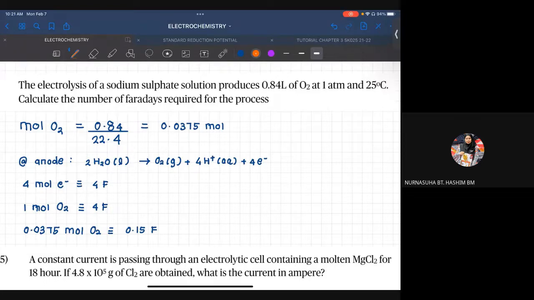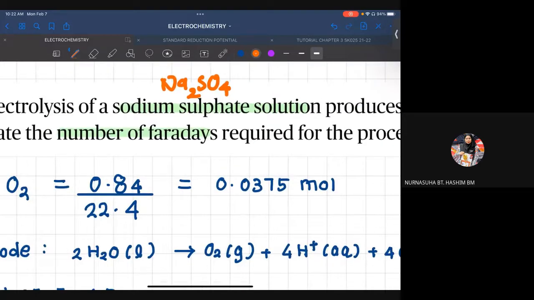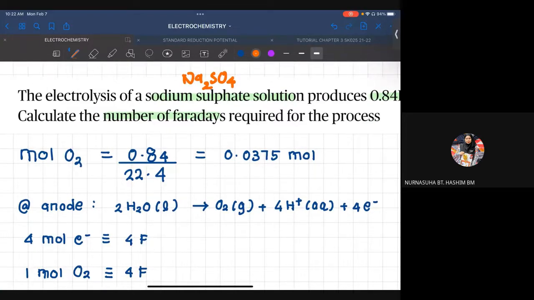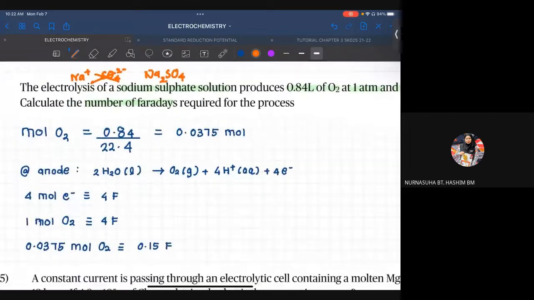Okay, so this one, the electrolysis of a sodium sulfate solution produces 0.84 liter of oxygen gas at 1 atm and 25 degrees Celsius. Calculate number of Faraday required for the process. Okay, so sodium sulfate, Na2SO4. So that's the compound lah. Okay, latih diri awak untuk tulis compound. Contohkan sodium ion dia Na+, sulfate ion SO4 2-. Then you darab silang, you dapatlah Na2SO4.